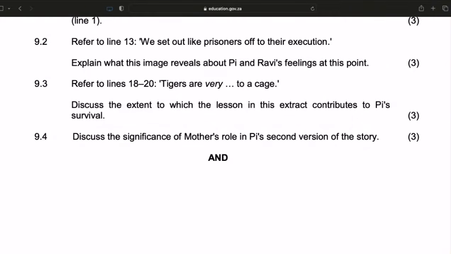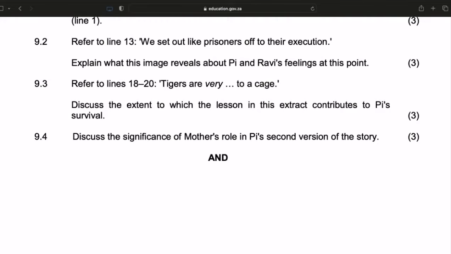9.2 refer to line 13. We set out like prisoners off to their execution. Okay, explain what this image reveals about Pi and Ravi's feelings at this point. So, grade 12, there is emphasis on feelings, and when I see the word feelings, I always say provide an adjectival word, provide an adjective.